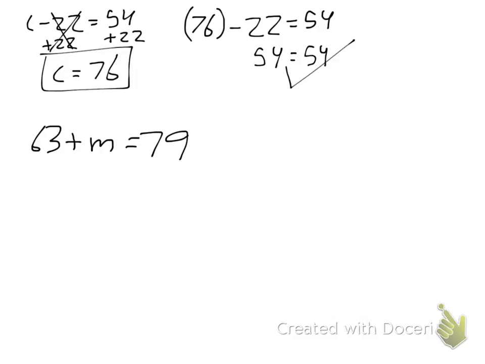Now, moving on to the second problem. 63 plus m is equal to 79.